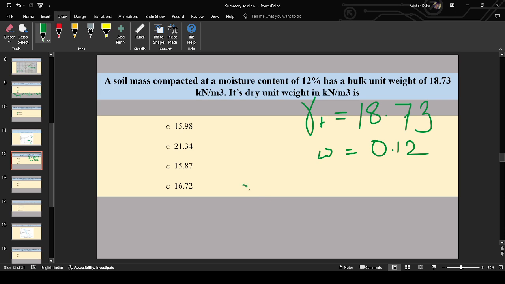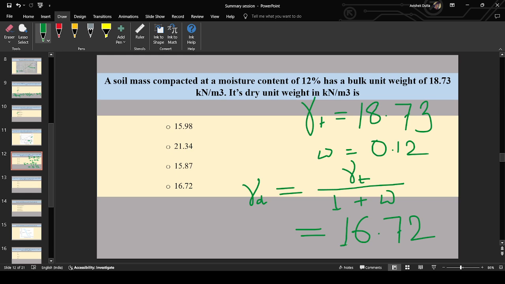Now dry unit weight gamma D is equal to the ratio of bulk unit weight, this is gamma T, and 1 plus the moisture content. Now we solve this. So 18.73 divided by 1.12. We get a value of approximately 16.72, which is option number 4.